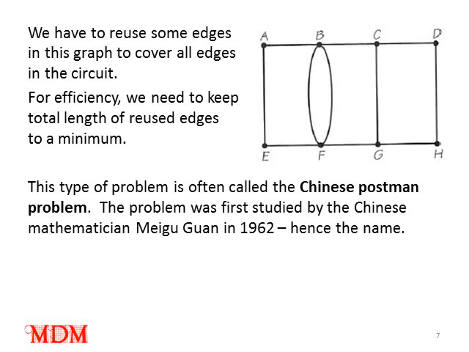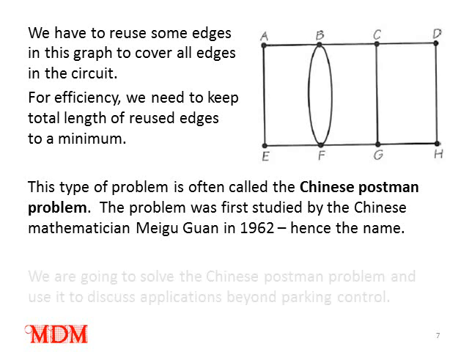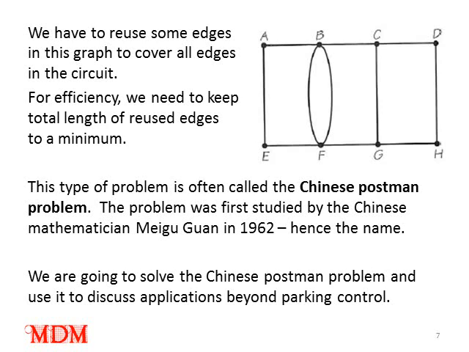This type of problem is often called the Chinese postman problem. The problem was first studied by the Chinese mathematician Meigu Guan in 1962, hence the name. Although it is called the Chinese postman problem, it can be applied to many different situations in which the graph would represent something similar. And in our case, the graph is representing an officer who is patrolling parking meters. We're going to solve the Chinese postman problem and use it to discuss applications beyond parking control.